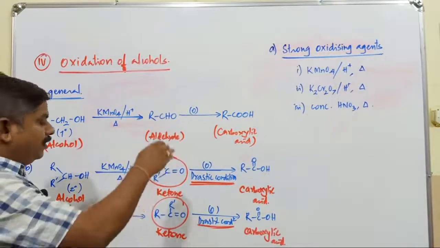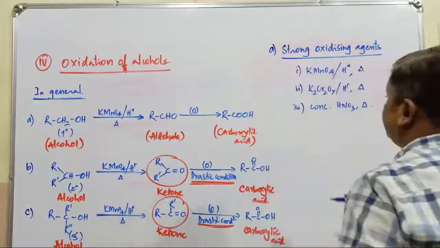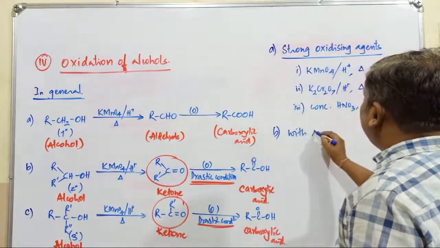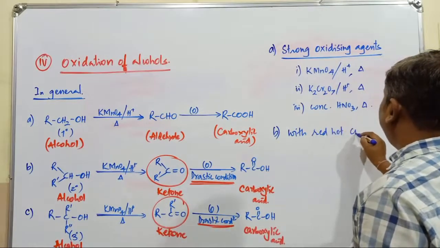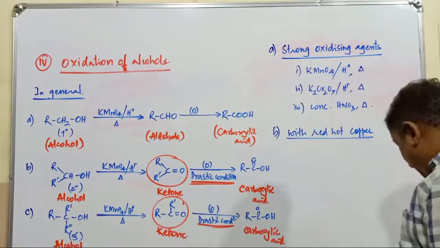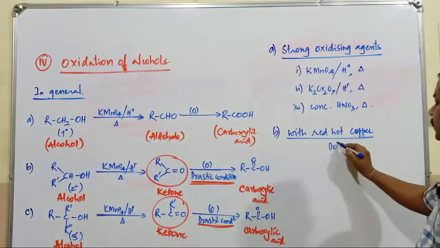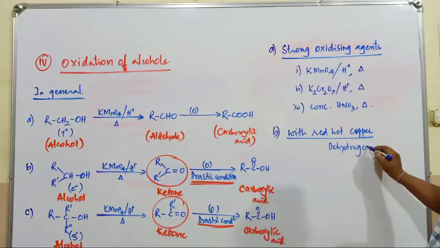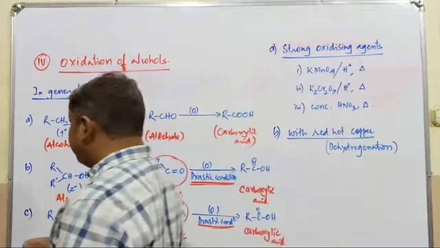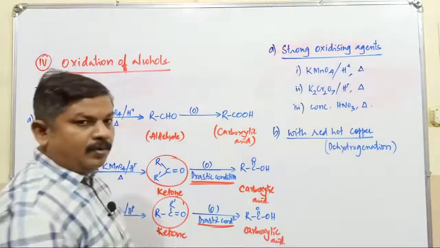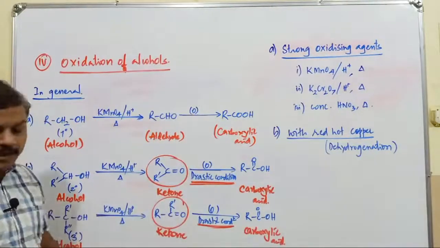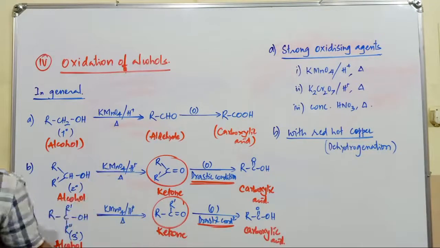So what is the second set of oxidizing agents I will consider here? With red hot copper. What is the type of compound obtained in case of red hot copper? This process is known as dehydrogenation. Dehydrogenation is also a part of oxidation reaction. I'll explain how primary alcohols, secondary alcohols and tertiary alcohols react with red hot copper to give different types of product. Just to copy this, red hot copper.